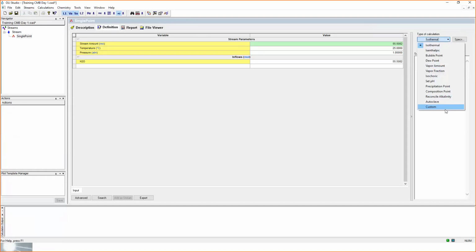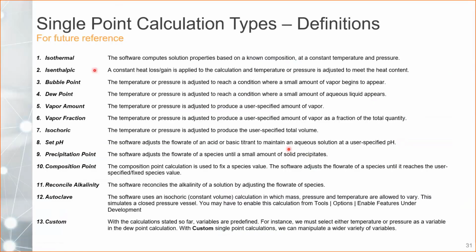There are 13 different calculations. You have the isothermal, bubble point, dew point, vapor fraction, set pH. Isothermal is basically a calculation that happens at one temperature and one pressure. Isenthalpic, I forgot the definition of isenthalpic. I think I have it here, I have created this slide. A constant heat loss or gain is applied to the calculation, and temperature or pressure is adjusted to meet the heat content. That will be an isenthalpic calculation.